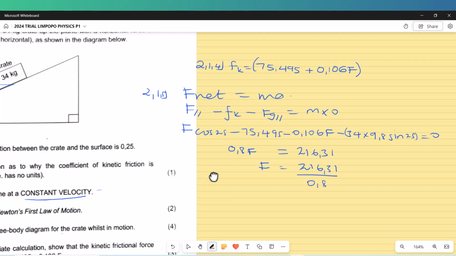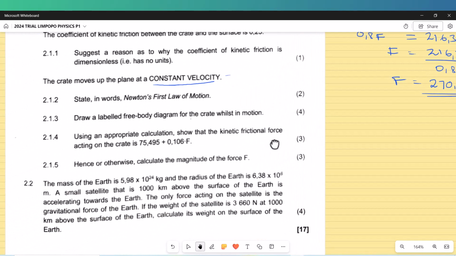So what's our final answer here going to be? Calculators, check it out. Here it gives me 270,39 newtons. Okay, that's our force F for question 2.1.5. Hope we are together. Let's check what comes next.